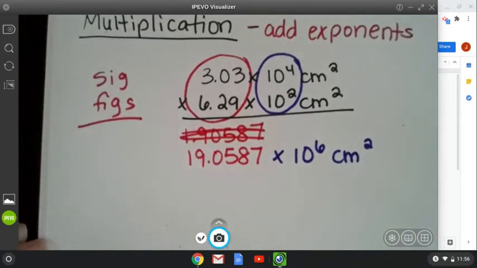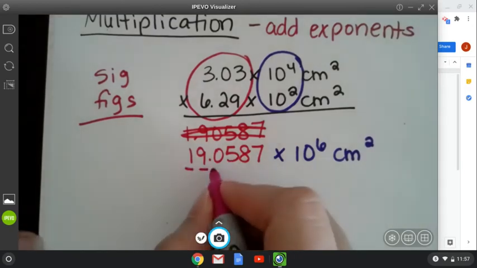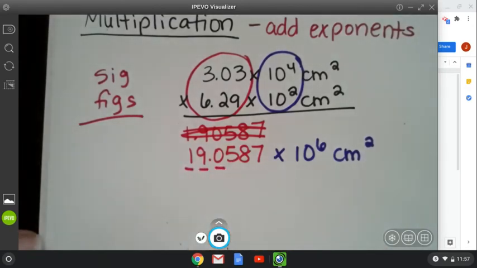We're not done with this problem, though. We have to clean it up a bit. So sig figs. How many sig figs do we need? So let's look back at our original problem here. We have 3 sig figs in each one, which means our answer has to have 3 sig figs. So 1, 2, 3. So that's where our answer is going to finish.